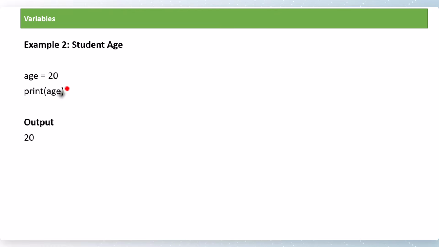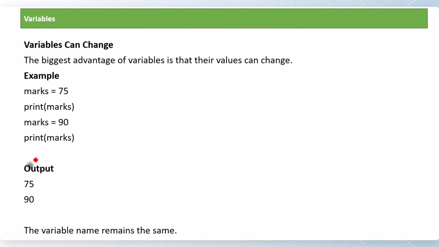Age equal to 20, it is going to print the age. Salary equal to 50,000. Print of salary. It is going to print 50,000. Like this, it will print.